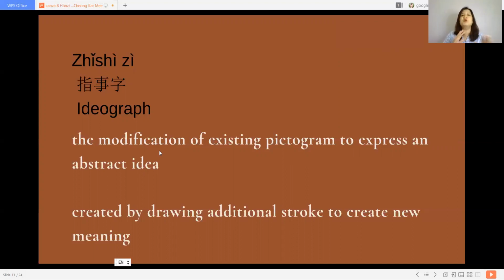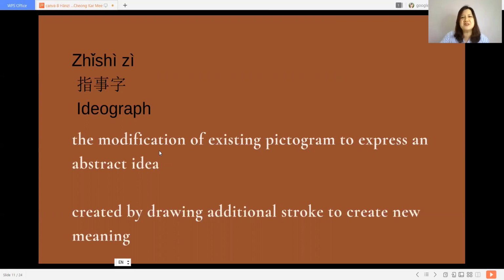People try to modify an existing pictograph to express an abstract idea. For example, based on the existing pictograph, people purposely add an additional line or stroke on top, at the bottom, or sideways, in order to create new meaning. Normally these words express meaning that is quite abstract, which cannot be drawn. So you use the existing pictogram and add additional lines to indicate a new meaning.